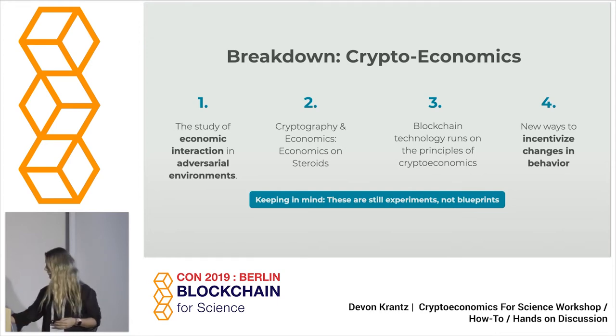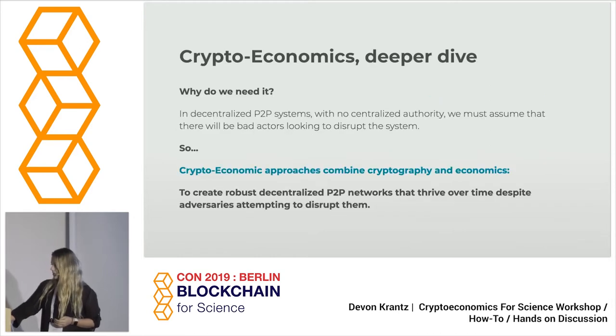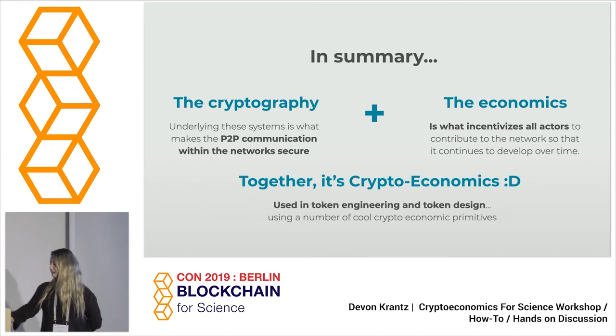It's going to be very varied, and we have to factor in that change and how much we don't know. So cryptoeconomics, why do we need it? I mentioned this earlier. In decentralized peer-to-peer systems with no centralized authority, we must assume that there will be bad actors looking to disrupt the system. So we use cryptoeconomics to create a robust decentralized peer-to-peer network that thrives over time despite adversaries attempting to disrupt it. In summary, with cryptography and economics, we secure the networks and we incentivize the actors.